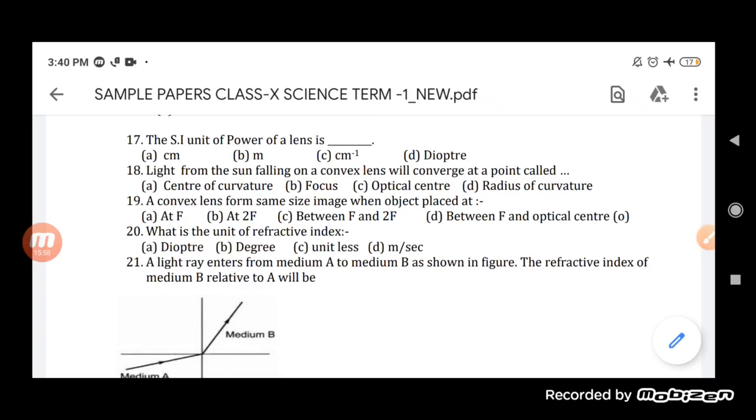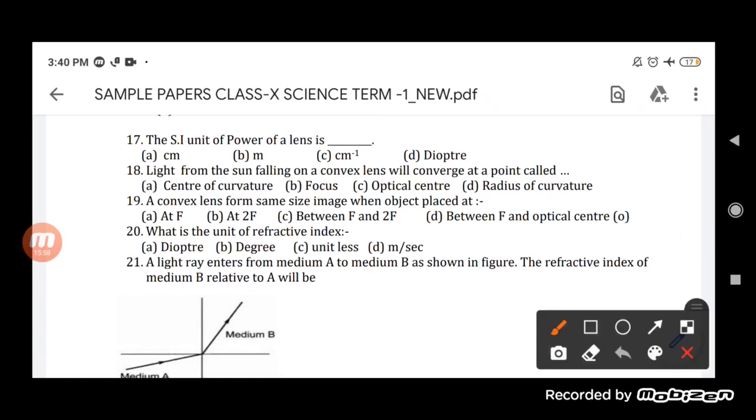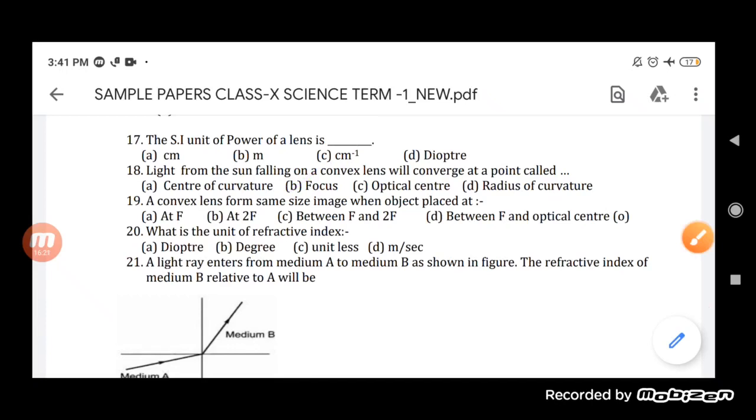Okay, so here the option will be focus. Now, a convex lens forms a same-size image when the object is placed at 2F, because we know that at the center of curvature, or at 2F, the image formed will be of the same size. When the object is kept at the center of curvature, the image will also form at the center of curvature. When the object is kept at 2F, the image will also form at 2F only.